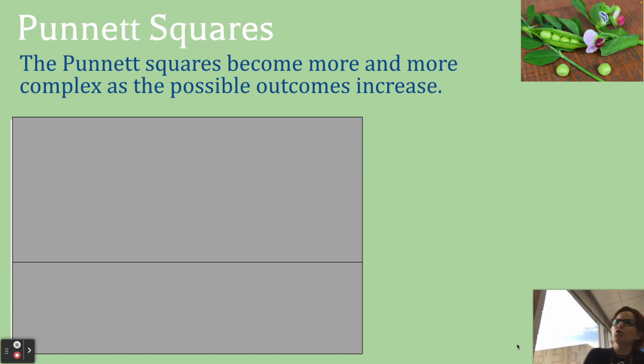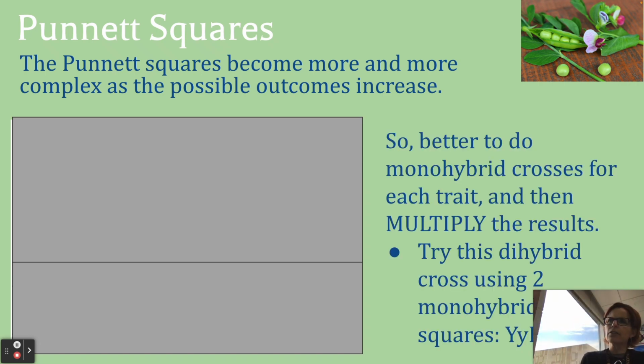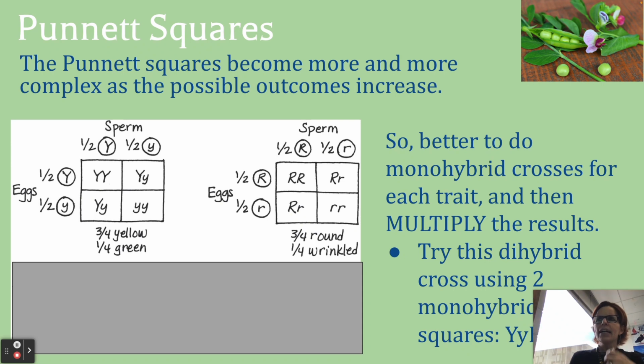Okay, Punnett squares, just a real quick reminder that when you have a dihybrid problem, and the problem is behind my video, I'm really sorry about that. You have a dihybrid problem, so it's like Y's and R's. You could make that big Punnett square, or you could just make two little Punnett squares and multiply the probabilities.